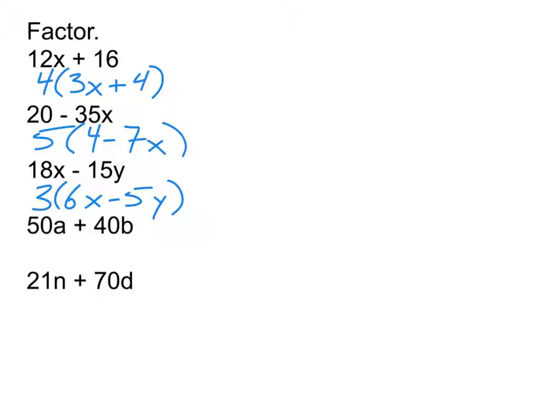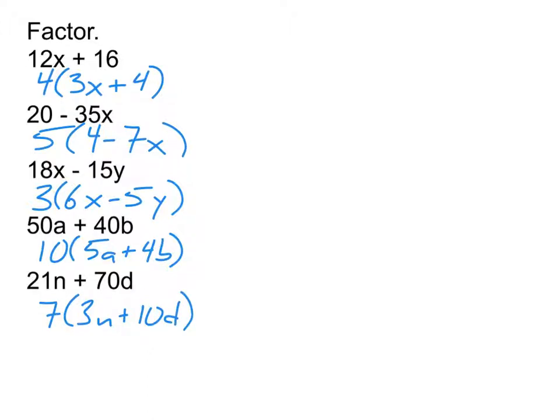All right. 50a plus 40b. Notice they both end in zeros, so I can pull out a 10. And then a and b, again, they're different variables, so I can't pull out either of those. So I'm going to get a 5a plus a 4b. And then for that last one, 21 and 70, I can divide both of those by 7. The n and the d, I can't divide out because it's not the same in both. And so then I end up with 3n plus 10d. And we're done. That's the factored form for each of those.